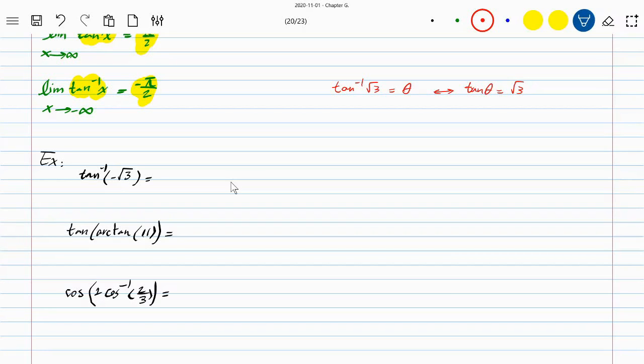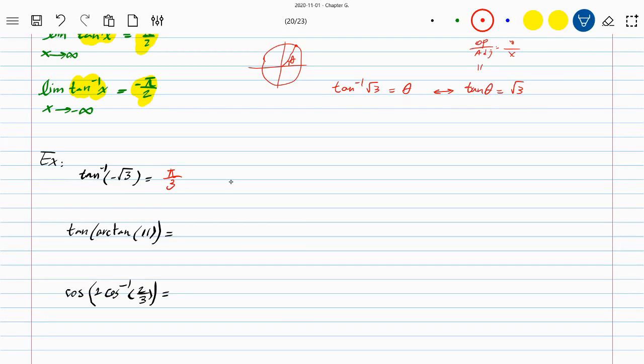So where do we get tangent to be root 3? If you forget, tangent is opposite divided by adjacent, or corresponds to x and y on the unit circle. It corresponds to the y value divided by the x value. The y divided by x ratio must be square root of 3. So somewhere here, that would be the angle. That's what we're looking for. And it turns out that that angle is simply pi over 3.